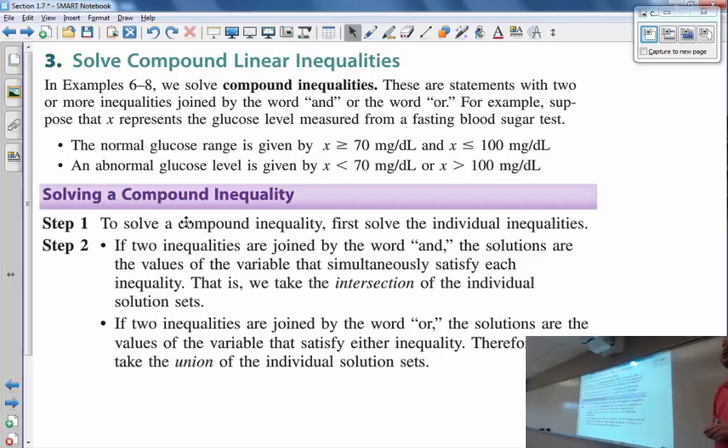So we may need to solve them, get them isolated just like we did earlier, all right? So basically, you just solve each individual inequality like we did in the first two questions. And then, using the meaning of and or or, we need to combine those solutions, compound those solutions. That part is a little bit tricky. All right, I'll show you on the example problem next.